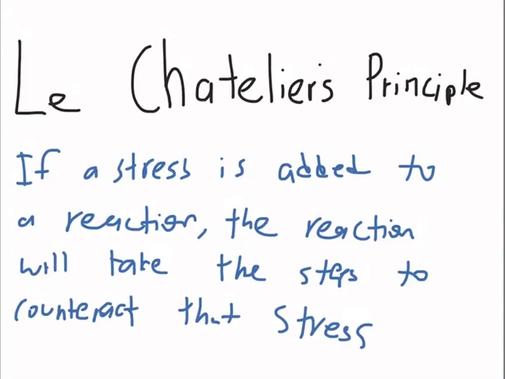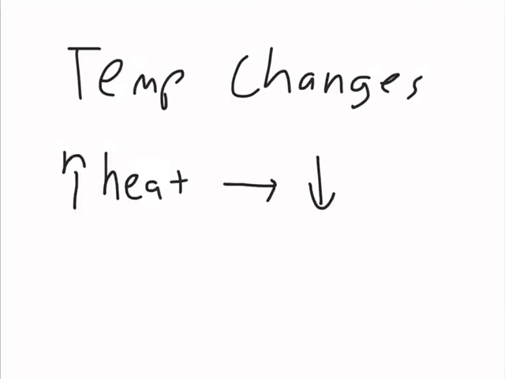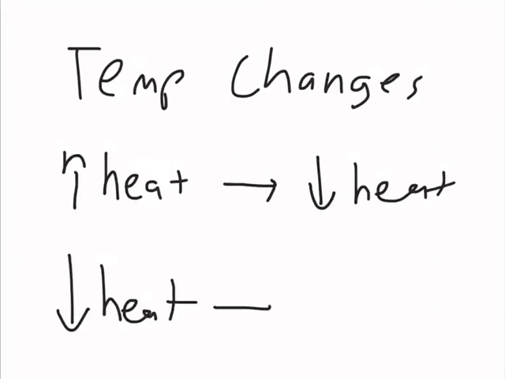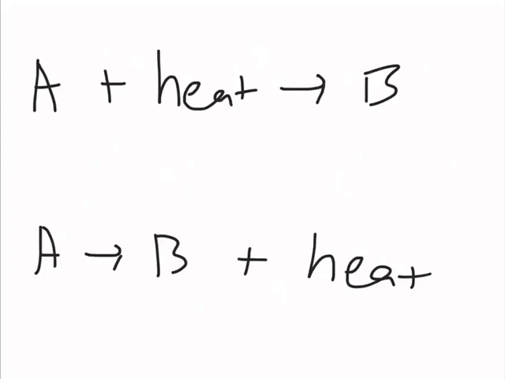The first factor that affects equilibrium that we'll be looking at is temperature changes. So if we add heat to a reaction in equilibrium, then that reaction is going to try to remove that heat. It's going to try to decrease the heat in the reaction. And same thing vice versa. If we decrease the heat in a reaction, then the reaction will try to increase the heat. So basically, the reaction is going to respond in a way to counteract what was done to it. We say that the reaction is going to shift to remove the heat.